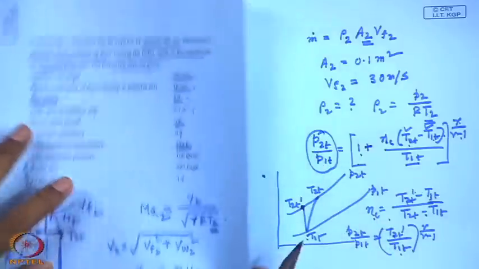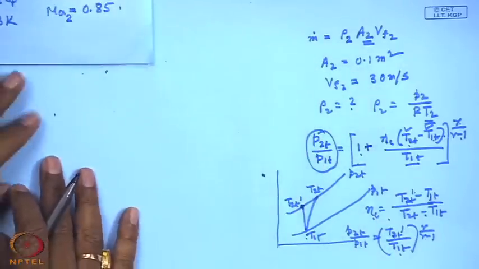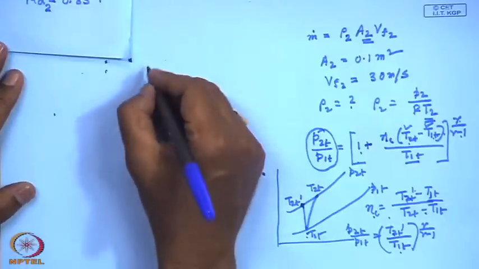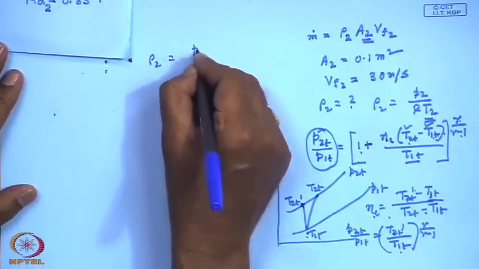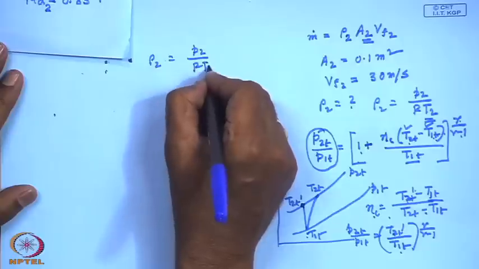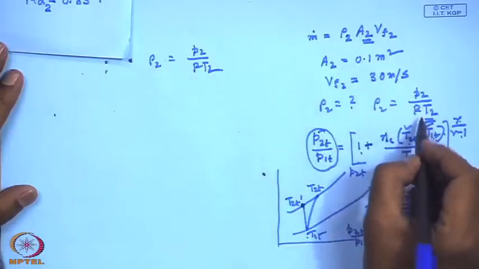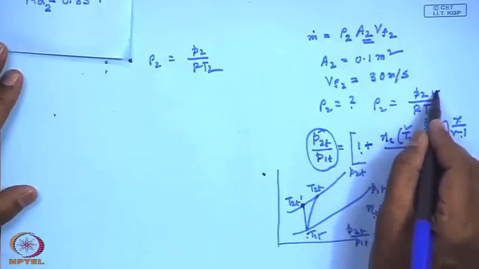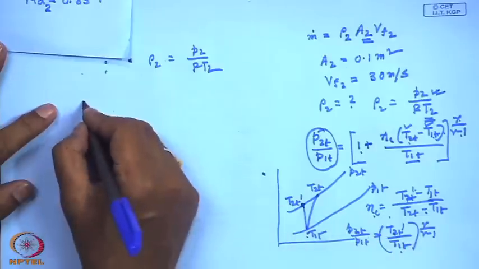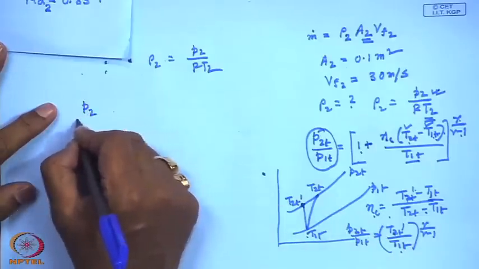Now after knowing the P2T, you have to know the P2, because how? Because rho 2 is P2 by RT2. I wrote it earlier, RT2. So you have to know the static pressure. Now how to know the static pressure? By the concept of stagnation pressure.